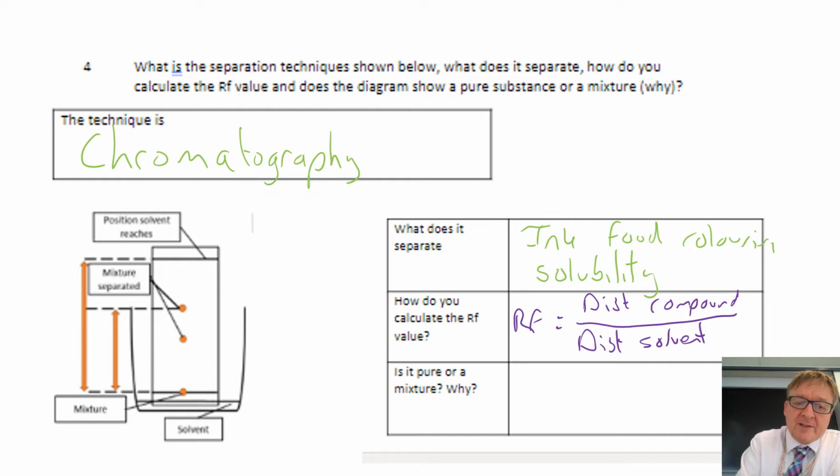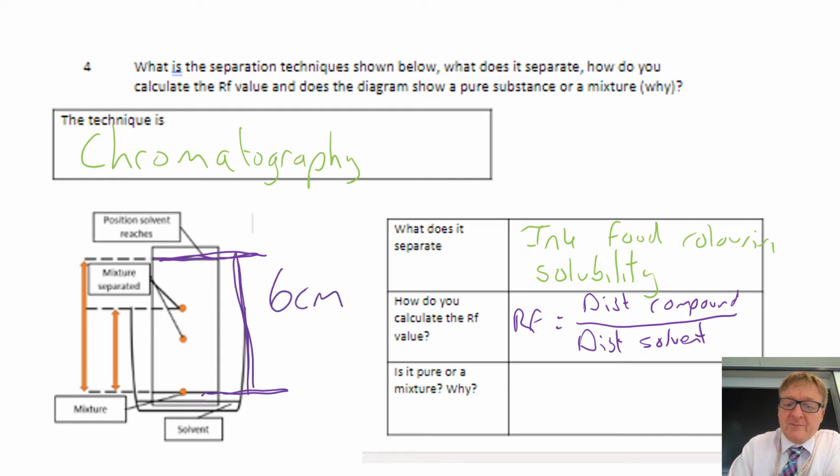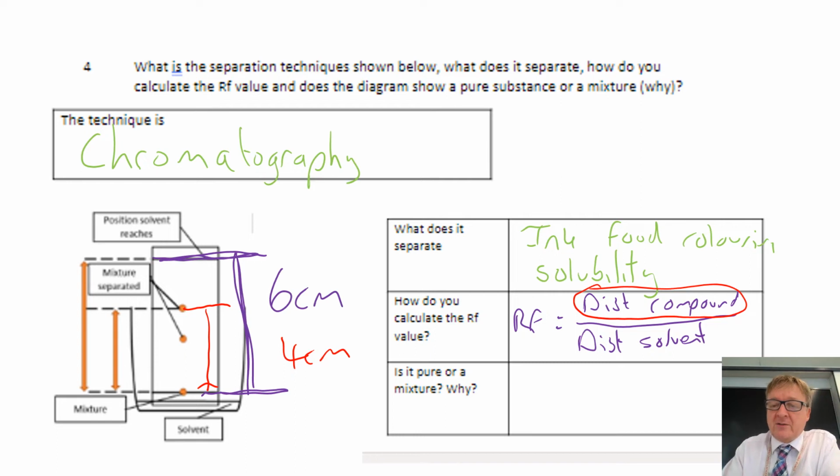Okay, so that is the solvent, and you can calculate that distance there. So let's say that distance there is 6 centimetres. Then the distance travelled by the compound, I'll do it in red, is from there, that is the distance travelled, and we'll call that 4 centimetres. To calculate the RF value, you do the 4, which is the distance travelled by the compound, divided by 6, which is the distance travelled by the solvent. 4 divided by 6 is your answer.